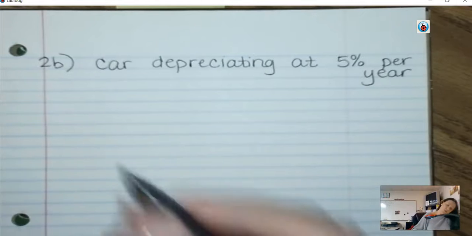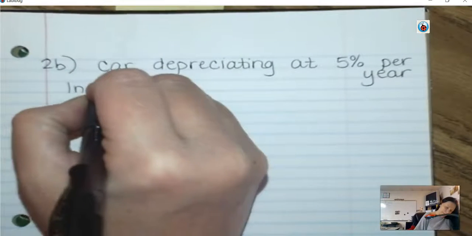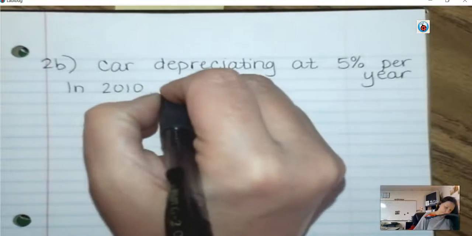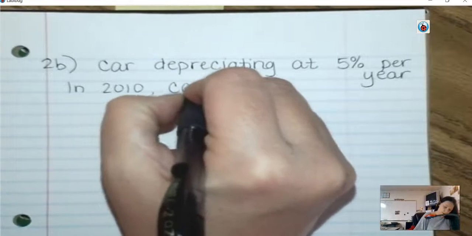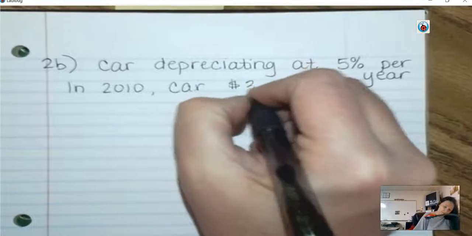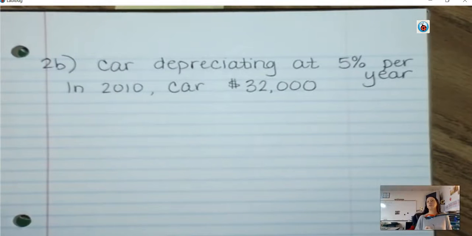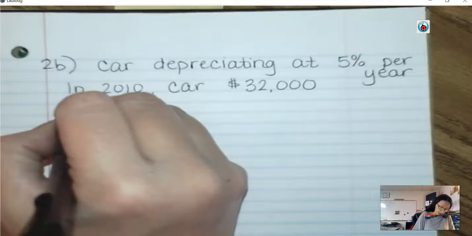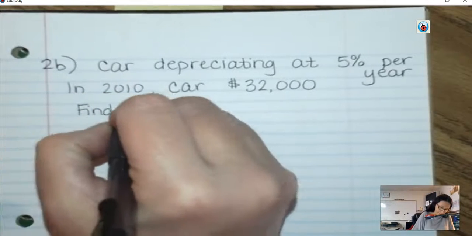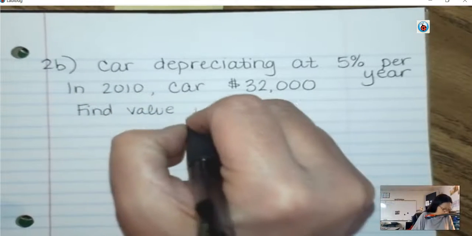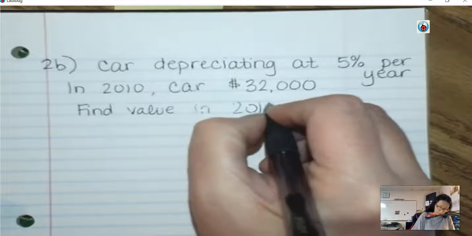The car was bought in 2010. The car was worth $32,000. So when you first bought the car, it was $32,000. It's going down in value. Depreciating means it's going down. It's going down 5% per year. Find the value in 2013.